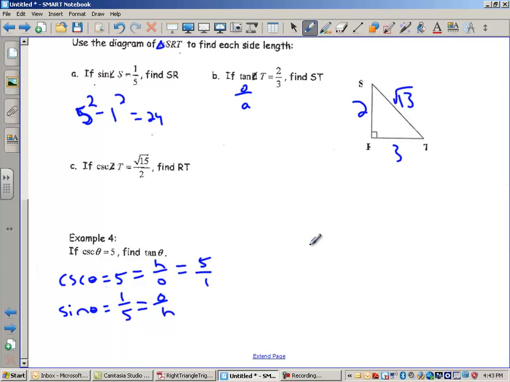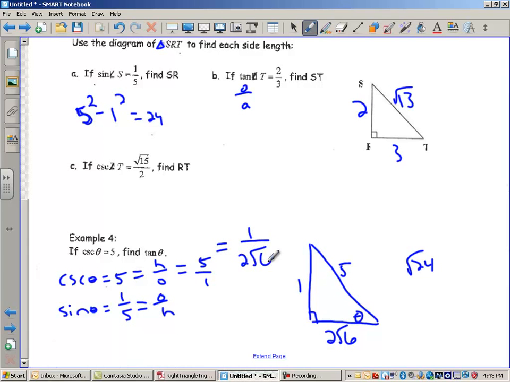Then I'm going to write a little theta here. You can put theta anywhere you like. Here's theta. Cosecant is hypotenuse over opposite, so the hypotenuse is 5. The opposite side is 1, and I have to find the tangent of theta. So I'm going to do my Pythagorean theorem backwards. 5 squared minus 1 squared, that's going to be the square root of 24 as my missing side length, which is 2 square roots of 6. So the tangent of theta is opposite over adjacent, so that's 1 over 2 square roots of 6.